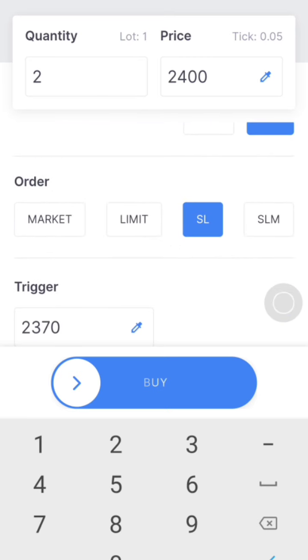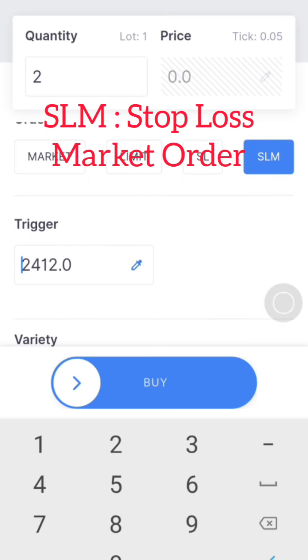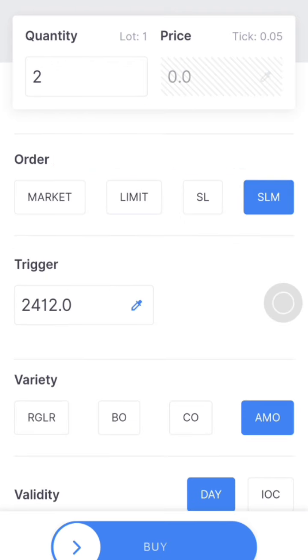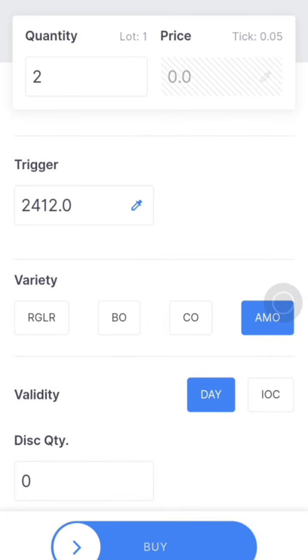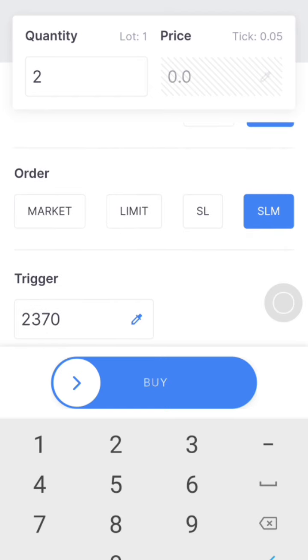Then there is something called SLM. SLM means stop loss market order. So here let's say for example I purchased at some price and I'm putting SLM, stop loss market order. It means, let's say I put my stop loss at 2370. Stop loss market order means when it reaches near that price, for example 2369 or 2373, it will get triggered. It will get triggered means my loss will get booked at that price. So that's why it's called stop loss market order. So these are the basic orders we saw.